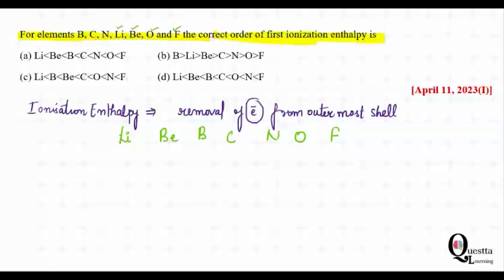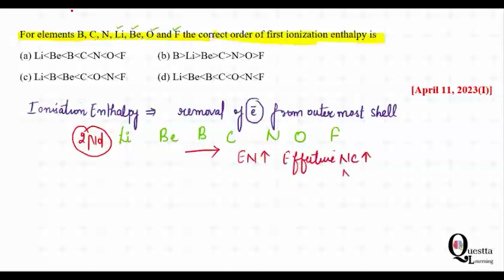Fine. Now when you are moving along the period, this is your second period. When you are moving along the period, what is happening? Your electronegativity increases and your effective nuclear charge also increases. It means that to remove the electron when you are going this side is difficult because nuclear charge is increasing. The interaction between the positive charge and the outermost shell is increasing. Right? So here the highest will be fluorine.